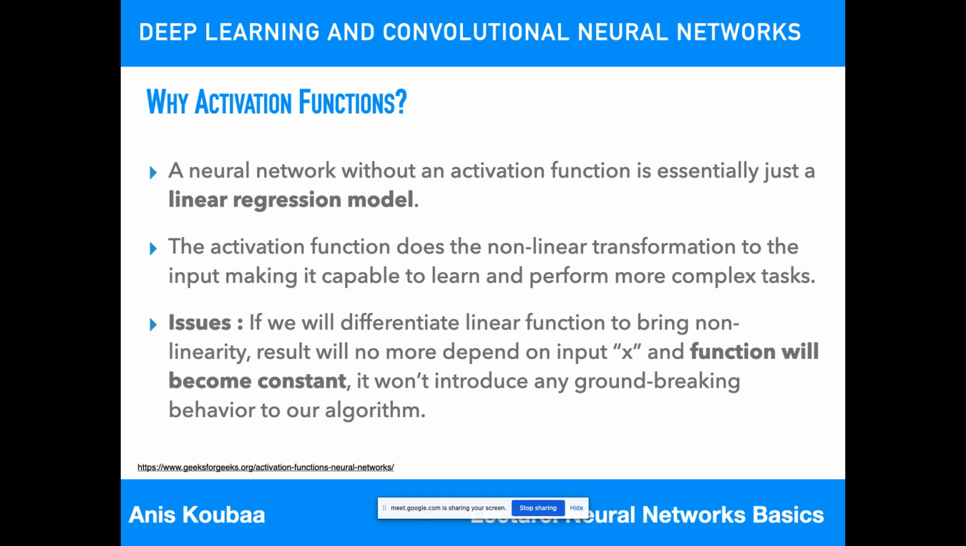Okay, so a neural network without an activation function is essentially just a linear regression model, and the activation function does the nonlinear transformation to the input, making it capable to learn and perform more complex tasks. And if we differentiate a linear function to bring nonlinearity, the result will no longer depend on the input x, and the function will just become constant. It will not introduce any groundbreaking behavior. Of course, if you have something linear and you calculate the derivative, the derivative of a linear function is just a constant. So you will not be able to learn anything from this. So all the magic here in neural network is from the non-linearity that is introduced through the activation function.